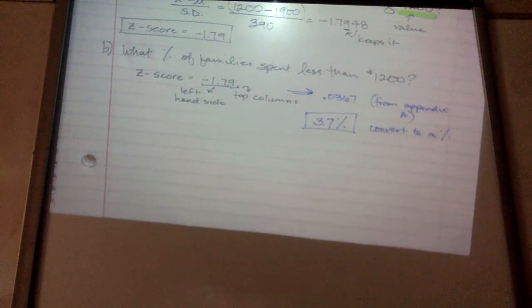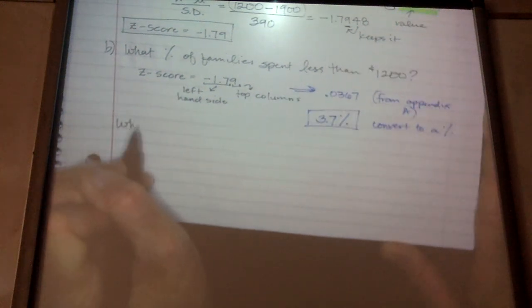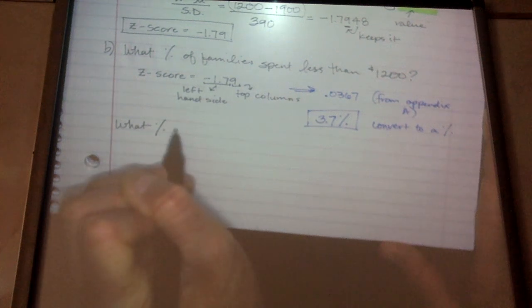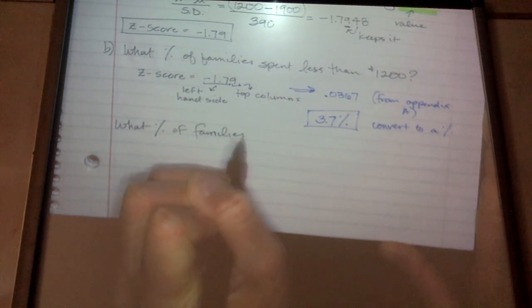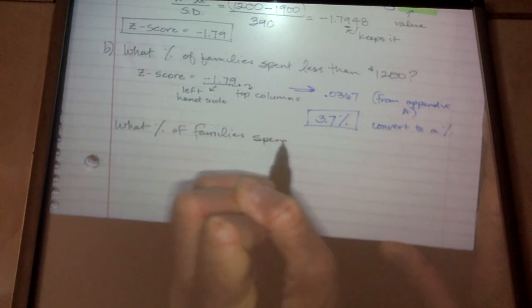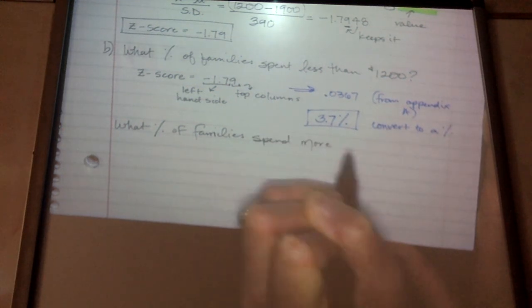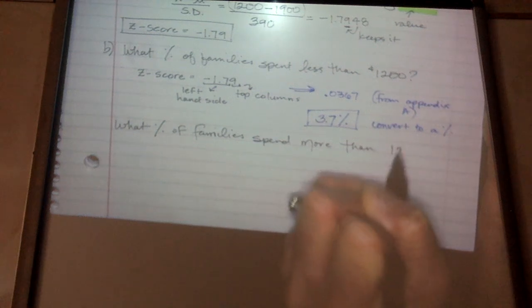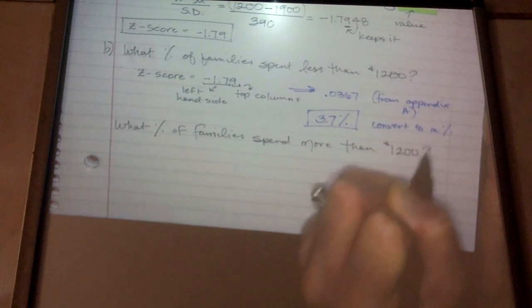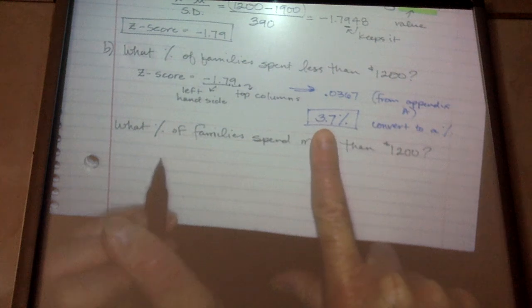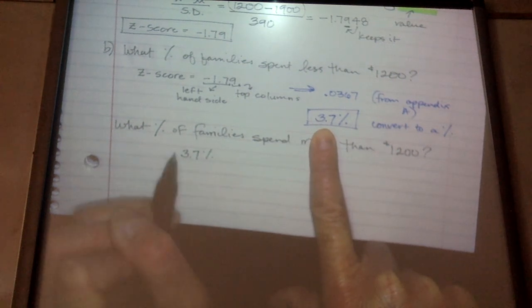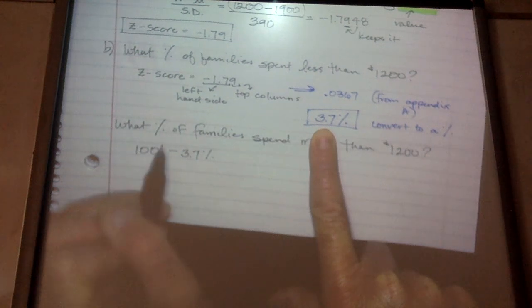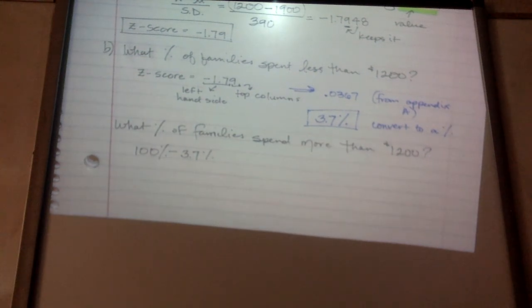Now if I asked you the reverse, because your homework will ask you both, what percent of families spent more than $1,200? I would take that percent from above and I would subtract that from 100. And that would tell me everybody that spent above $1,200.